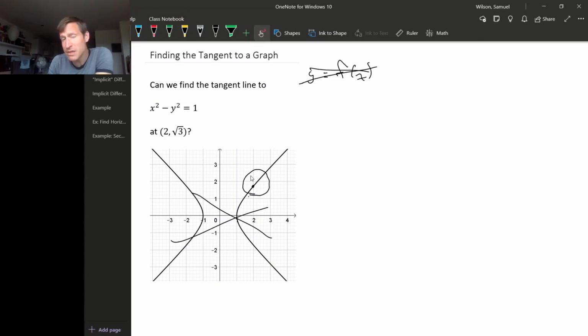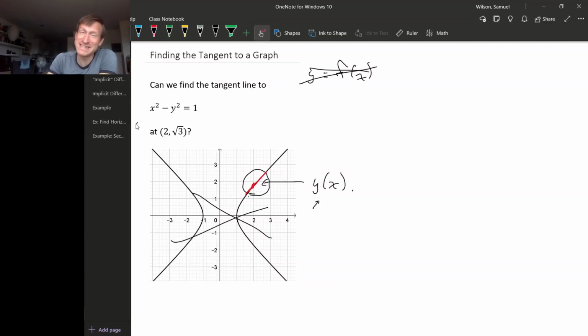Well, near this point, this part of the graph does pass the horizontal line test, as long as we just throw away everything else. So on this part of the graph, y actually is a function of x, or x is a function of y, but let's stick to having y being a function of x. The problem is that we don't have an explicit formula for y as a function of x.